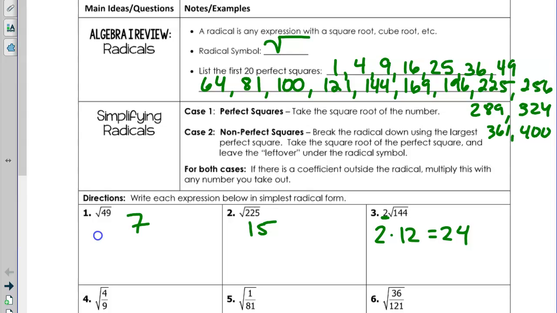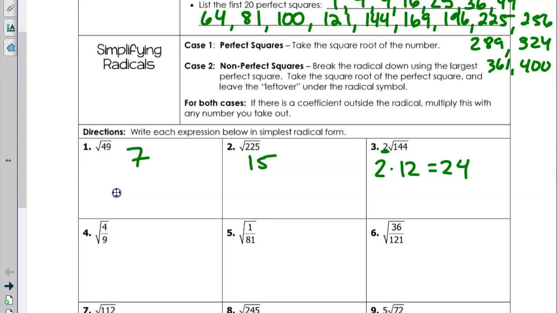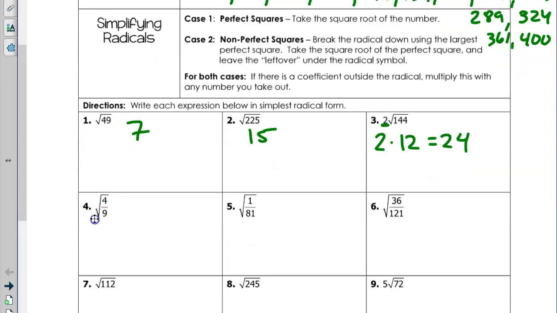Now, if you put the square root of 4 ninths in your calculator, it's going to give you a decimal. We don't want decimals. We want exact answers. So if we do the square root of 4 ninths, we're going to take the square root of 4, which is 2, and the square root of 9, 3. So the answer is 2/3. Again, we want exact answers.